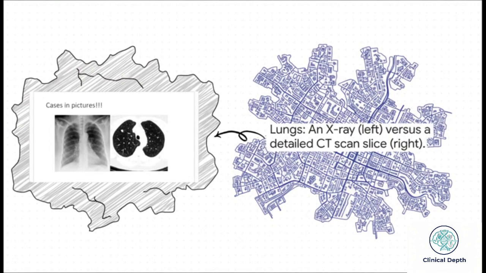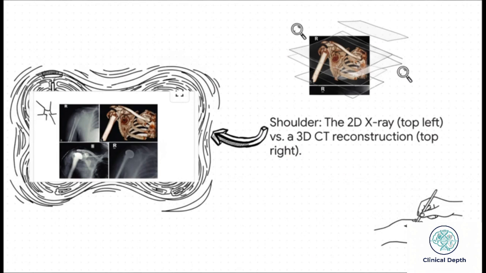All right, have a look. On the left, you've got a standard chest X-ray. It gives you a pretty solid overview of the lungs for sure. But now, look at the CT scan slice on the right. Wow. The difference is just incredible, isn't it? All of a sudden, you can see all the tiny, intricate structures inside the lung tissue itself. It's like the difference between looking at a map of an entire country and then zooming into a detailed street view of one city.